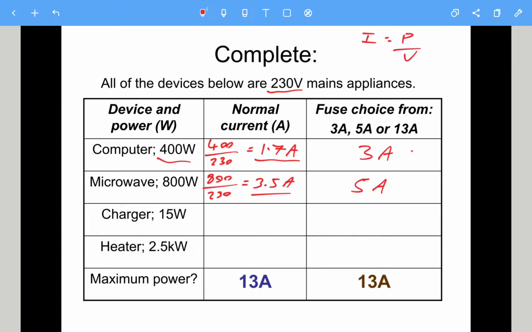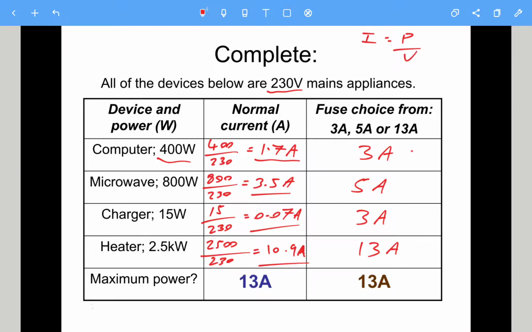The next one, it's got a 15 watt charger. So that would be 15 watts divided by the voltage of 230. And that's 0.07 amps, which is obviously small. So that's obviously a 3 amp fuse. And then a 2.5 kilowatt heater. So 2.5 kilowatts is 2,500 divided by the voltage of 230, which gives a relatively large current of 10.9 amps. So the fuse choice would be a 13 amp fuse.